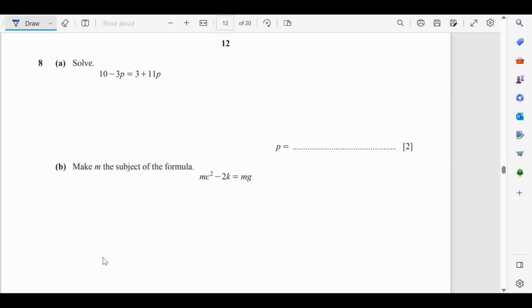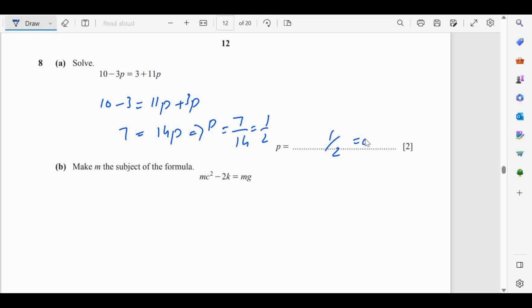Question number 8. Solve. Now we need to solve it. So simply rearrange it. 10 minus 3 will be equal to 11p plus 3p. So this will be 7 is equal to 14p. So p will be equal to 7 by 14, which means 1 by 2. So 1 by 2 or 0.5 will be the final answer. Let's move to the next one.